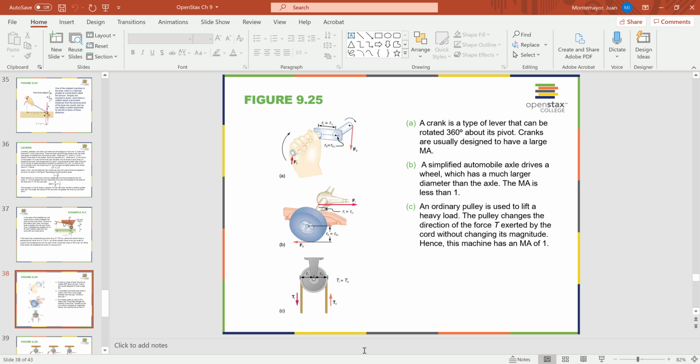And C, an ordinary pulley is used to lift a heavy load. The pulley changes the direction of the force, which is tension here, exerted by the cord without changing its magnitude. Hence, the machine has a MA of 1 here.